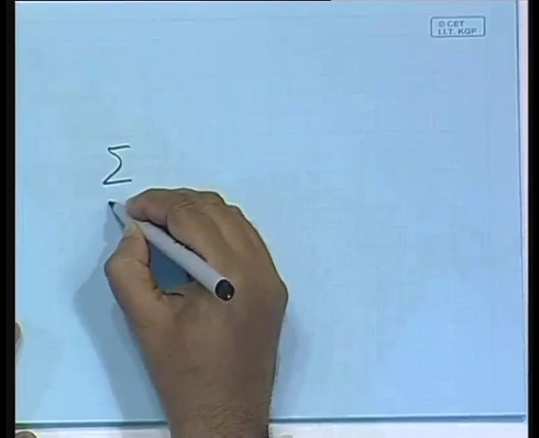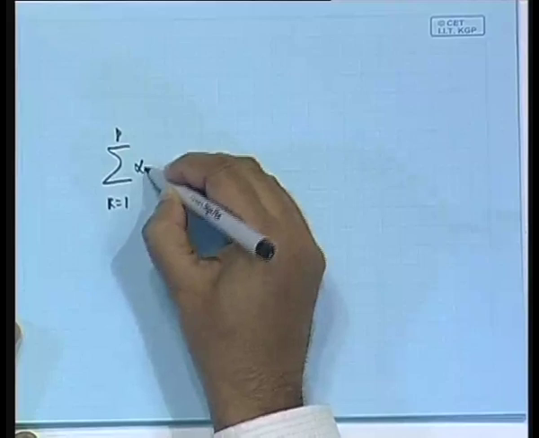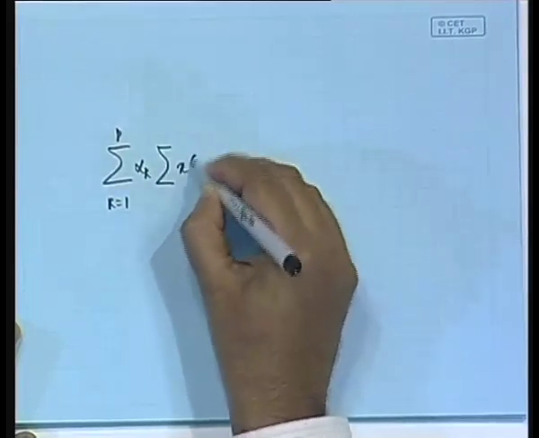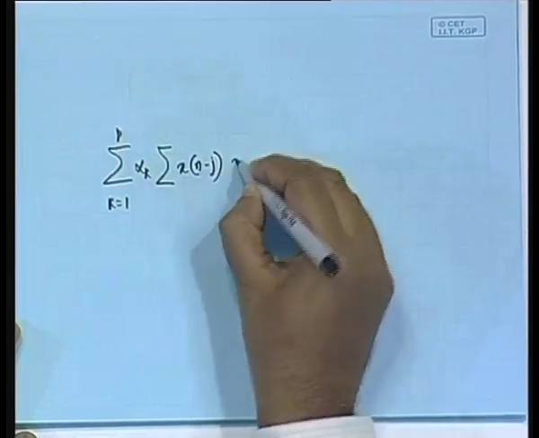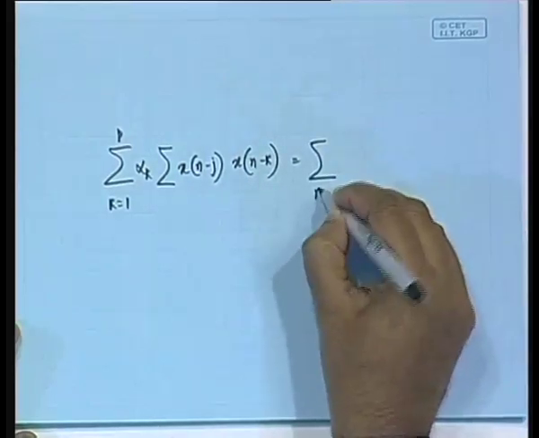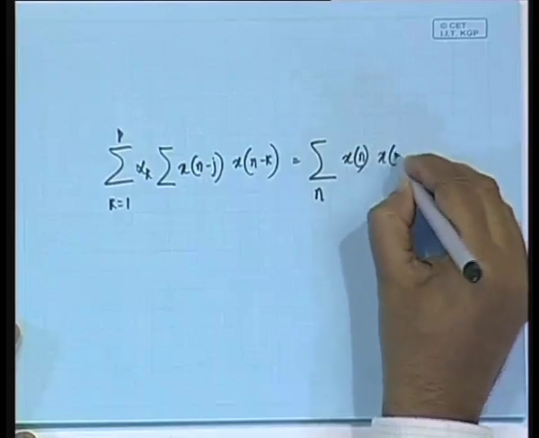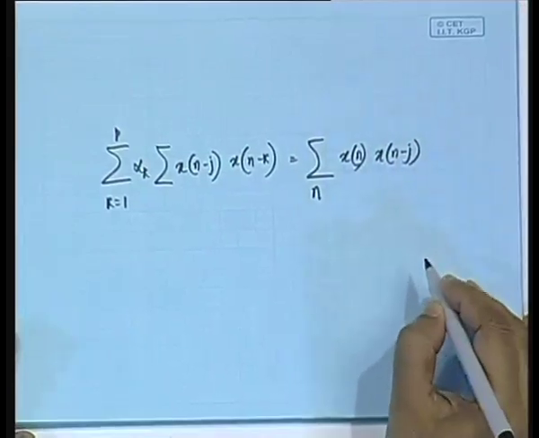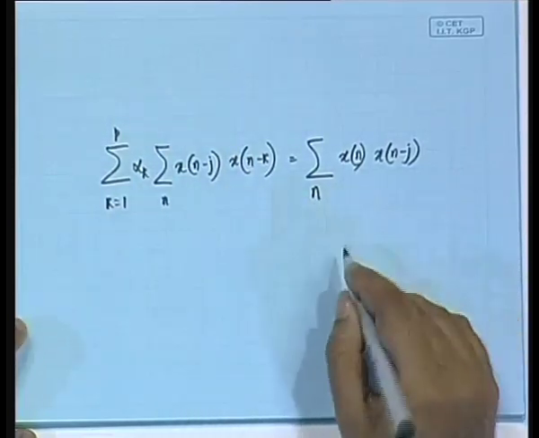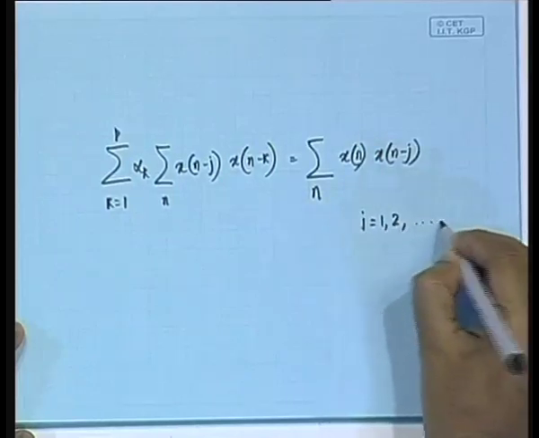Towards the end of the class we had developed a relationship which goes like this: summation k is equal to 1 to p alpha k, and then summation x of n minus j into x of n minus k, which was equal to the summation n x of n minus j, where x of n happens to be the samples. And this index j was varying from 1 to p.